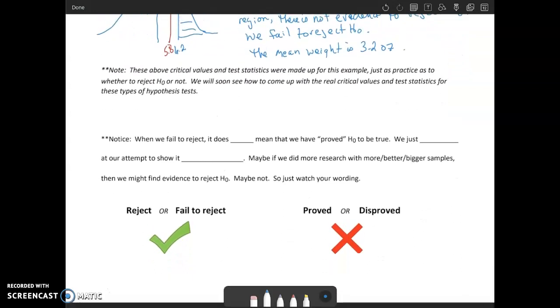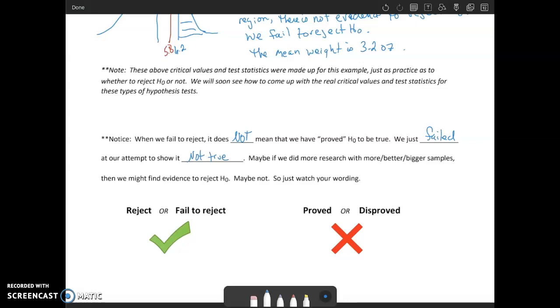And a note on wording, this is really important. When we fail to reject, it does not mean that you have proved the null to be true. We have just failed in our attempt to show it not true. Maybe if we did more research with more or better or bigger samples, then we might find the evidence to reject the null, maybe not. So you just have to watch your wording.